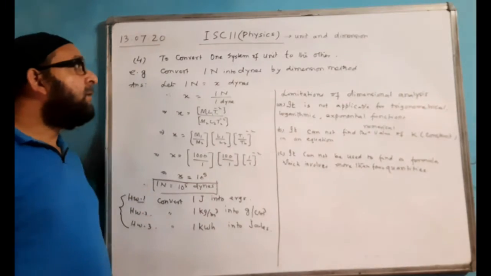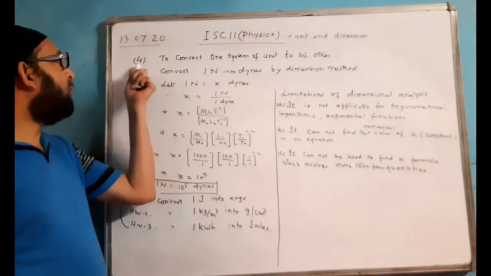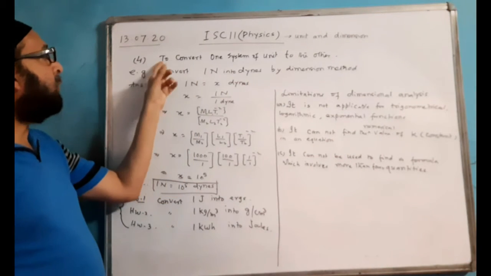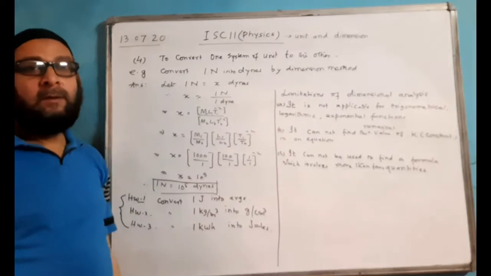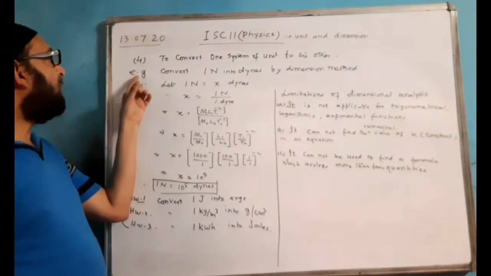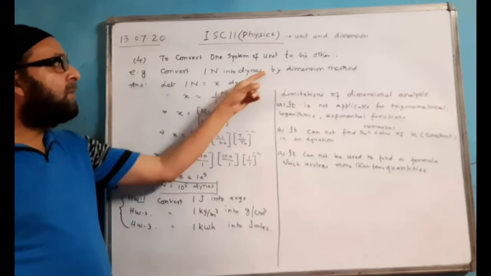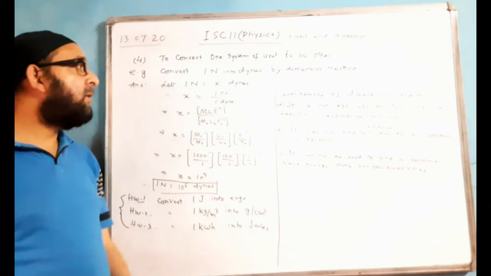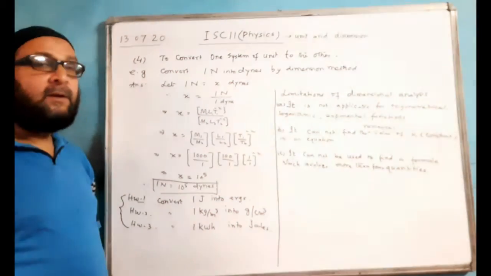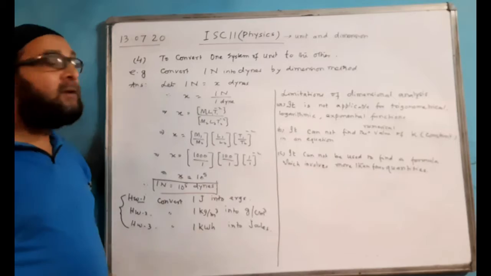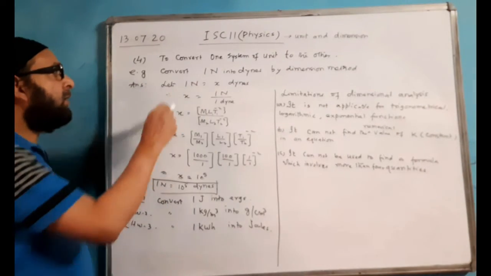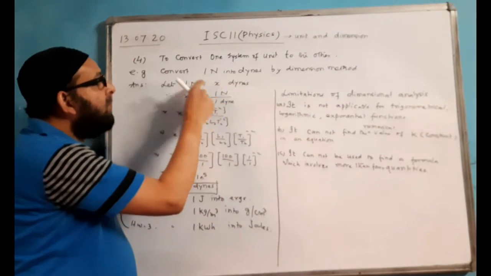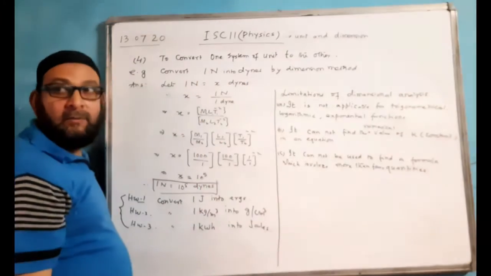Okay. We have done the 3 uses of dimension. This is the 4th use of dimension, or 4th application of dimension method. What is that? To convert one system of unit to the other. For example, question will come like this: convert 1 Newton into dynes by dimension method. I think you know the value, 1 Newton is 10 to the power 5 dynes. You have done it in class 9, and even in class 10. But the same thing we are doing by the method of dimension. For that, let 1 Newton be equal to x dynes. Therefore, x will be 1 Newton by 1 dyne.